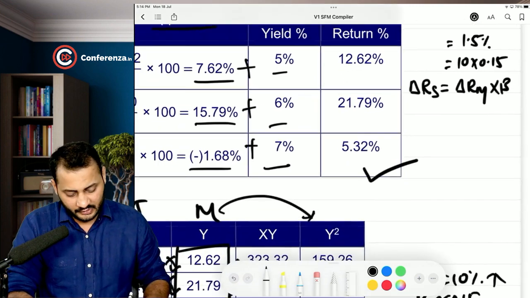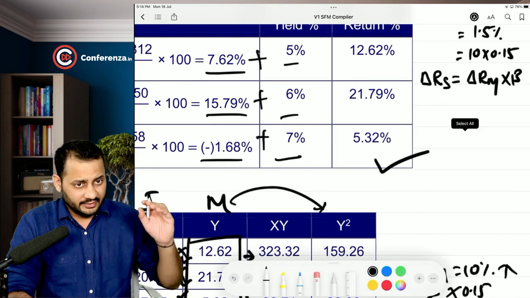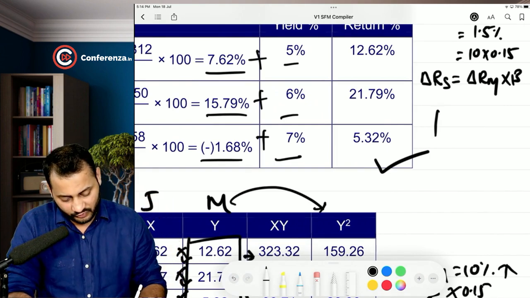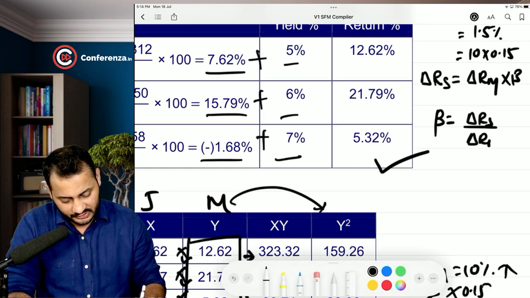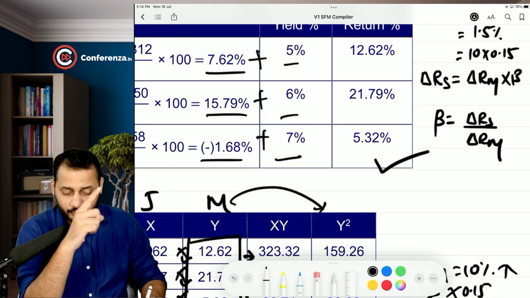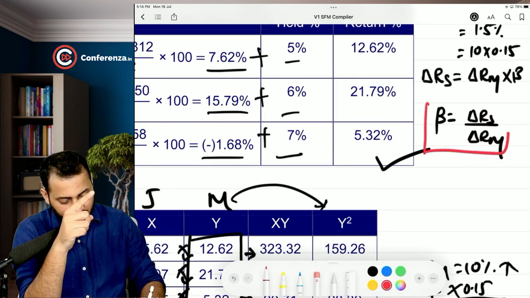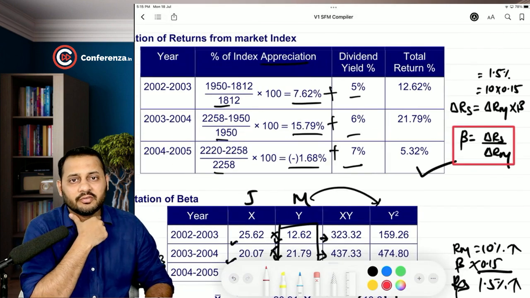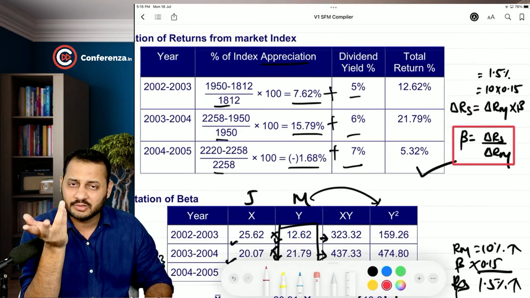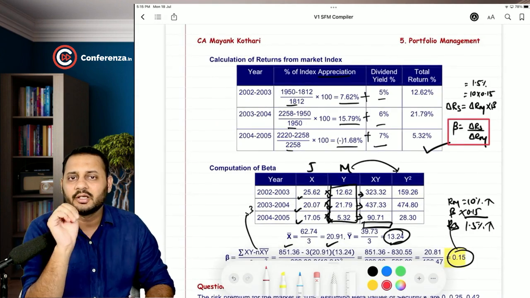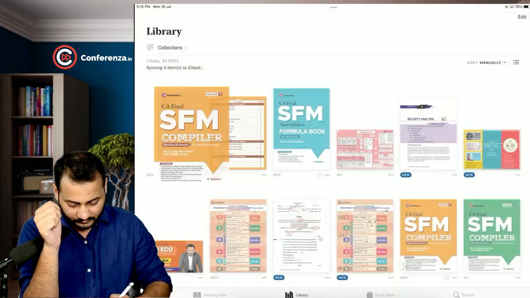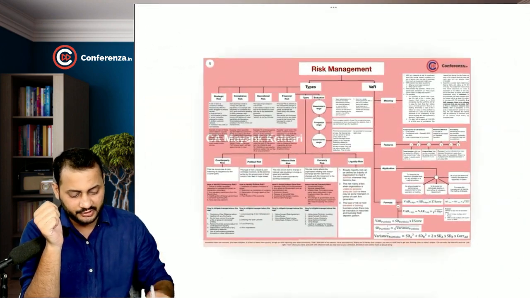Then take that change in RM to the left hand side. So our formula will be beta is equal to change in the stock's return divided by change in the market's return. We are going to use that formula in the coming question. So please remember this. This is another way of calculating. If the change in both the stock and market is given to you, then you can calculate the beta like that. Okay, let's end our discussion and open the charts.